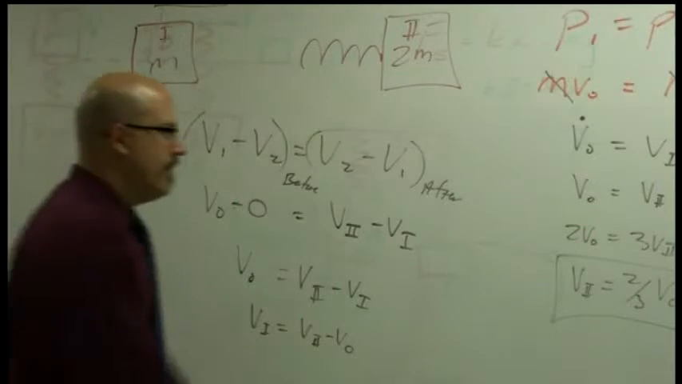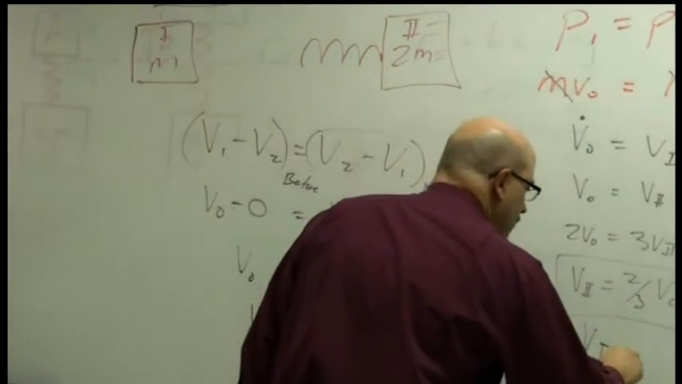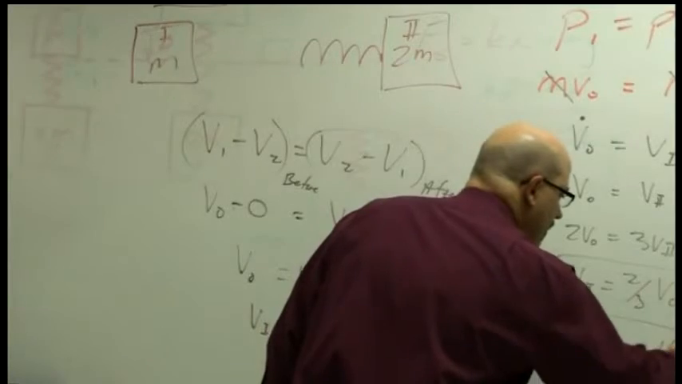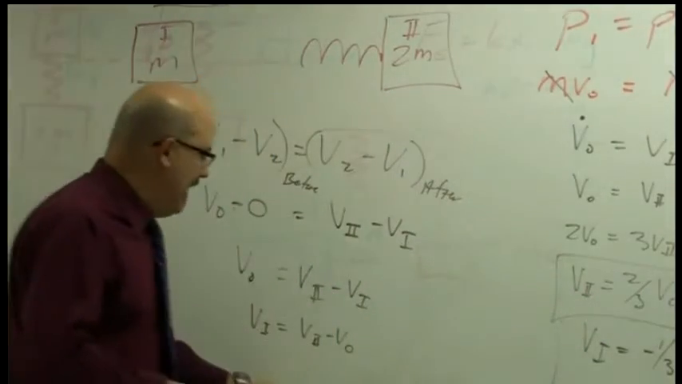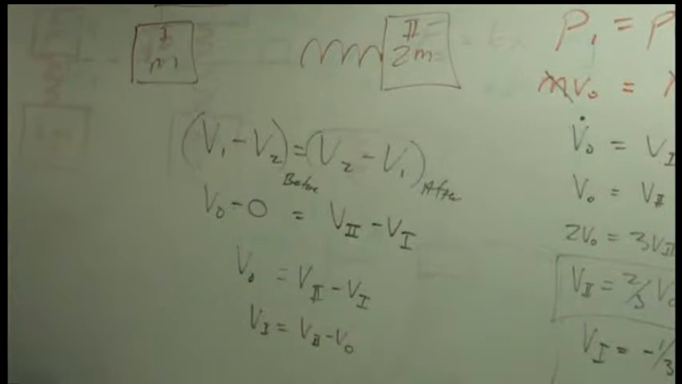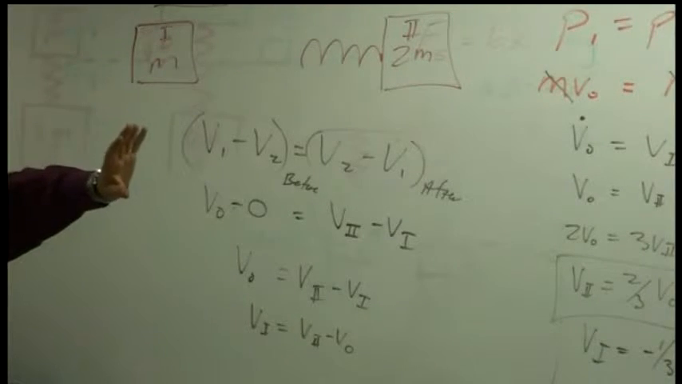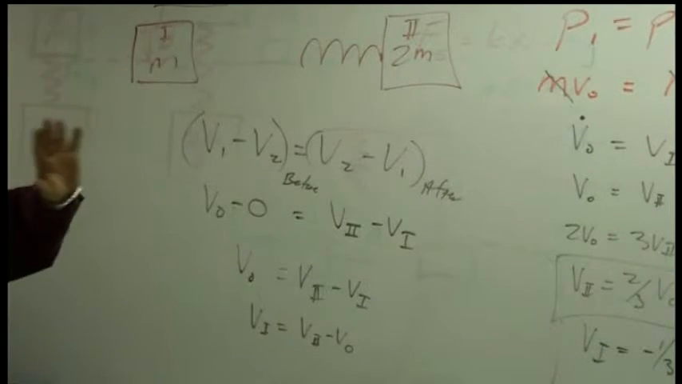V1 equals negative 1/3 V naught. Now, do I have a velocity of recession that equals my velocity of approach? Yes. And does it make sense that the little one bounces off the big one? Yes. That makes sense, right? That it should maybe recoil.